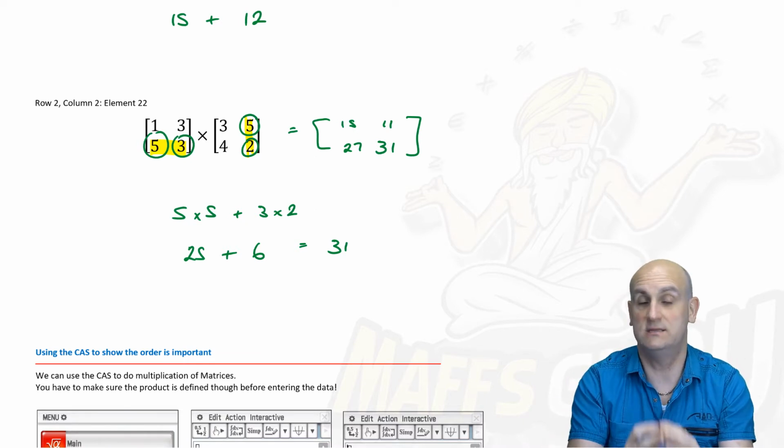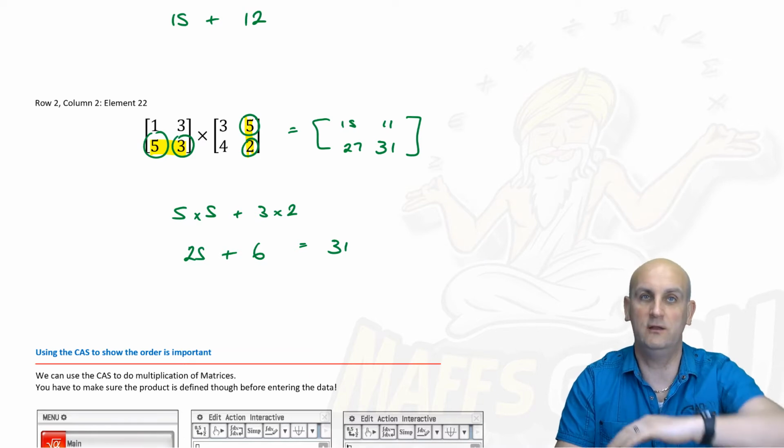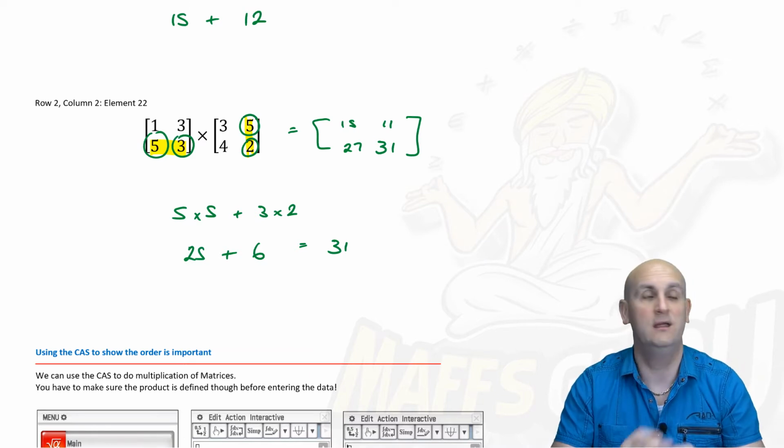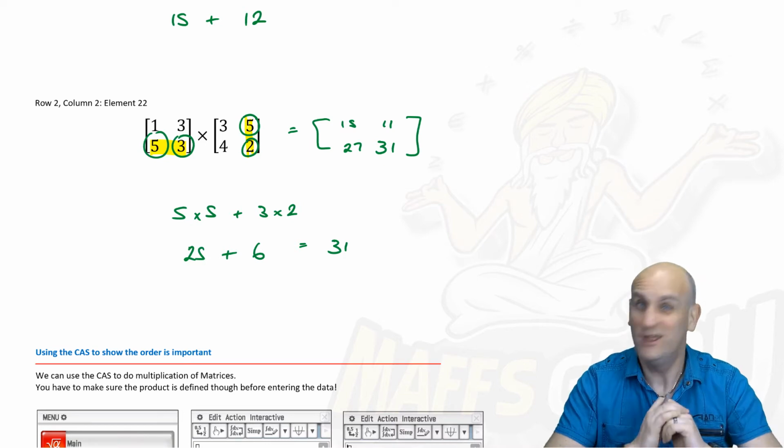Elements are the key to this whole process. If you know the elements, it will tell you which row and which column to multiply together. And as long as you pair the numbers in the right place, you're going to be a gun at this.